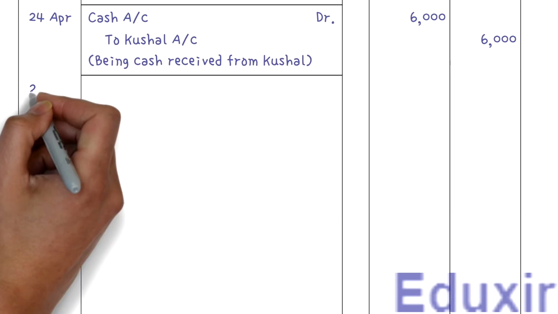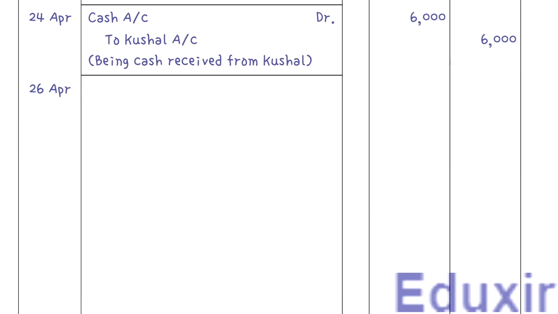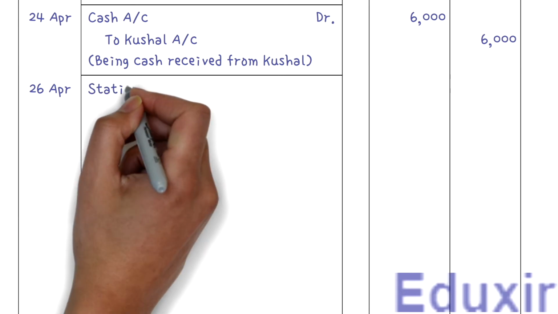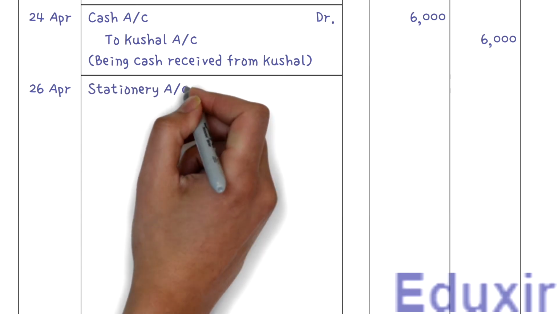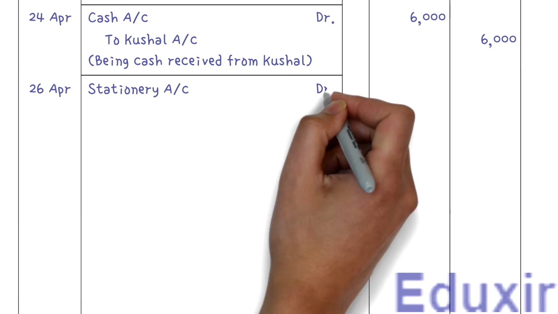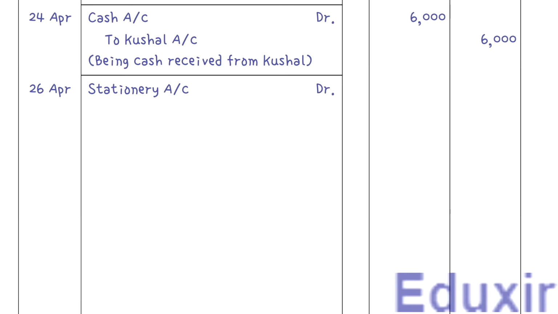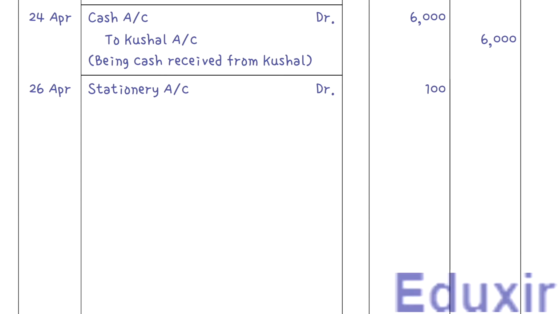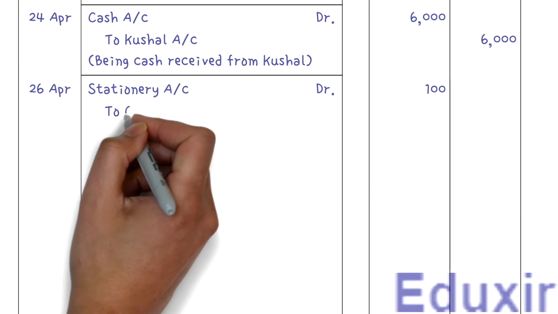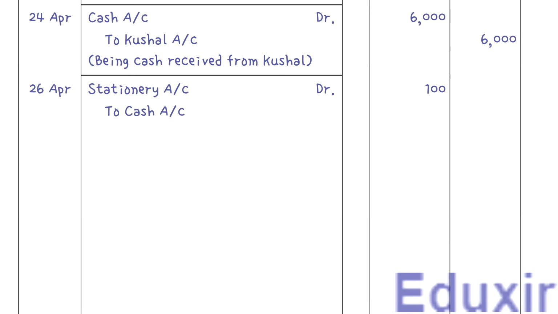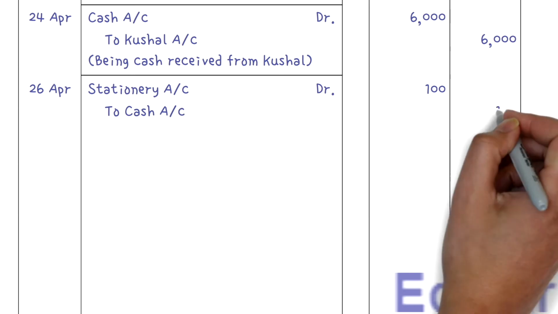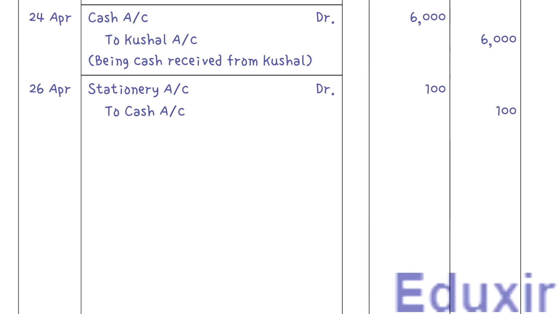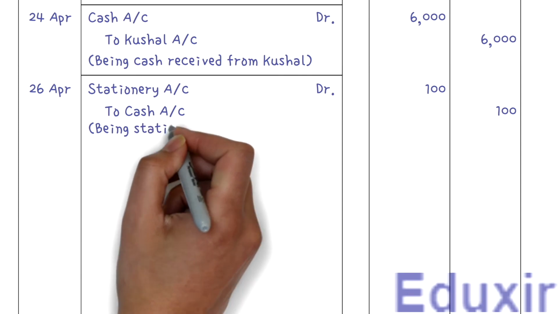Let us first record the date. Let us then record the stationery account as the debit entry. Let us also write the text DR to indicate that this is a debit entry. Let us then record the debit amount of 100 rupees in the debit amount column. Leaving a margin, let us record the cash account as the credit entry. Let us also record the credit amount of 100 rupees in the credit amount column. Let us now record the narration or description of this transaction, that is, being stationery purchased.